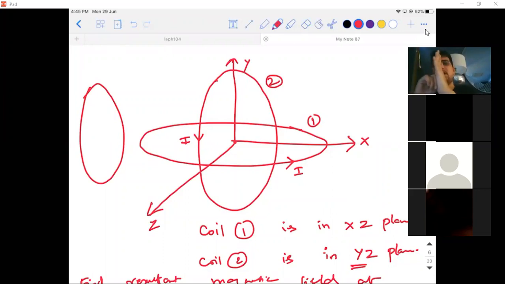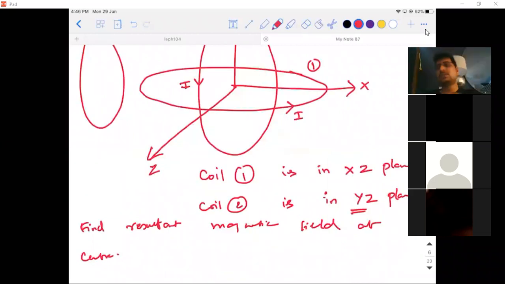The current in coil 2, when I see from this side, is anti-clockwise. Make a note of it. The current in coil 1, when I see from the top, is also anti-clockwise. I'm repeating it: coil 2, when I see from the right side, is anti-clockwise; coil 1, when I see from the top, is again anti-clockwise. What we need to do is find the resultant magnetic field at the center.